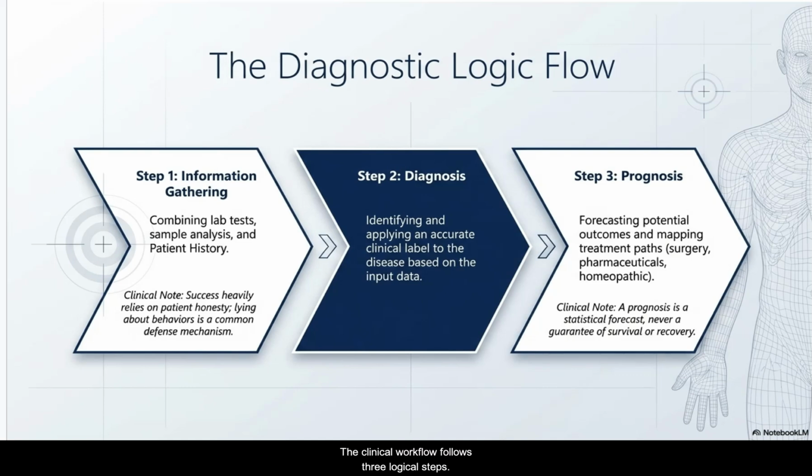The clinical workflow follows 3 logical steps. First is the information gathering, which combines lab tests with the patient's history. Notably, this relies heavily on patient honesty. Second is the diagnosis, where we apply an accurate clinical label to what we gathered. Finally, we provide a prognosis, which is a statistical forecast of potential outcomes and treatment plans. Remember, a prognosis is a forecast, never a guarantee of recovery.